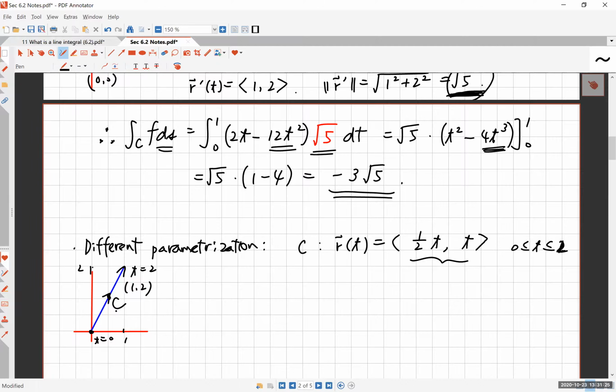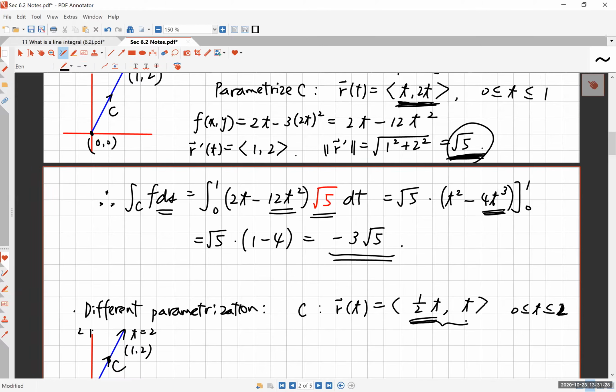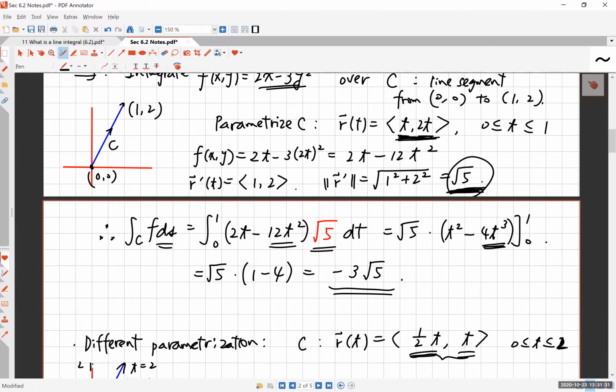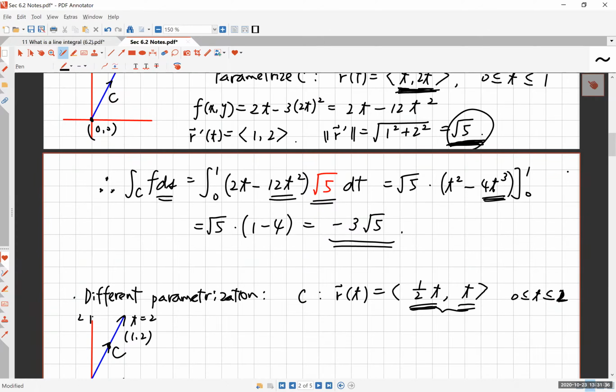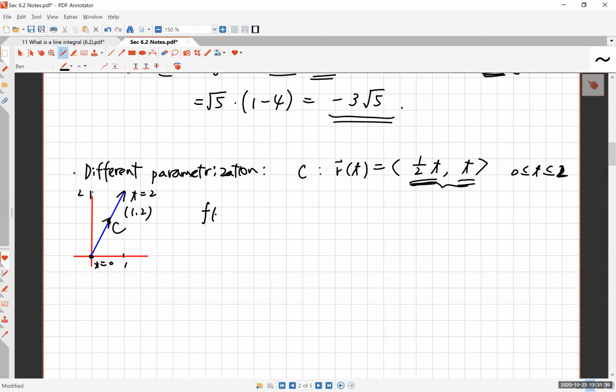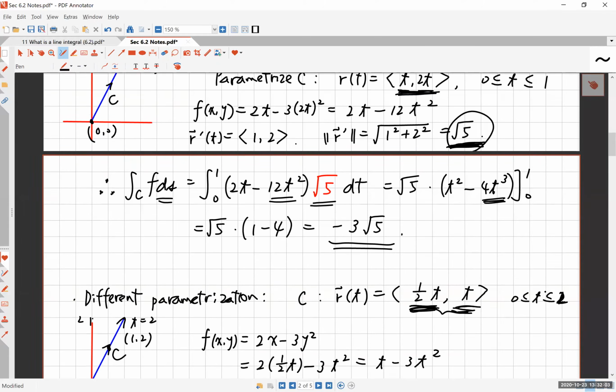Okay, I want you to know something here. Because I changed my x and y, everything I did here will look somewhat different. You're not going to see 2t minus 12t squared. In fact, let's figure this out. What is f(x, y) if this is my x and this is my y? Remember, my function was 2x minus 3y squared. So it's 2 times x minus 3 times y squared, and this time you get t minus 3t squared, quite different from what we had before.